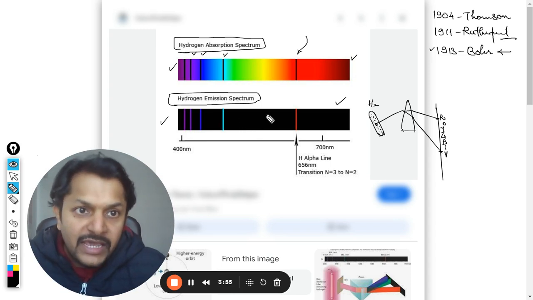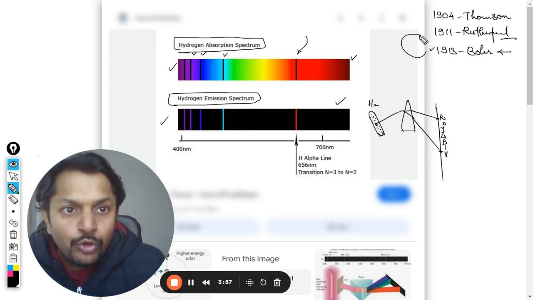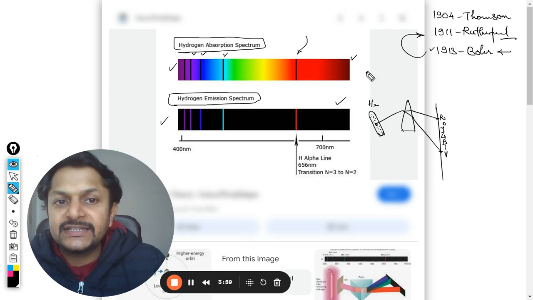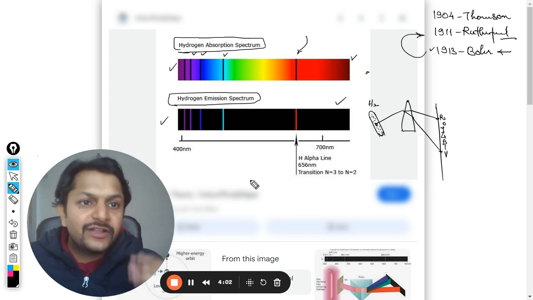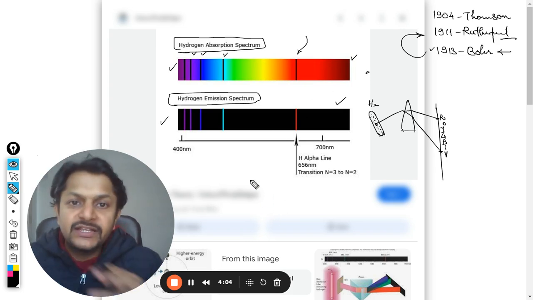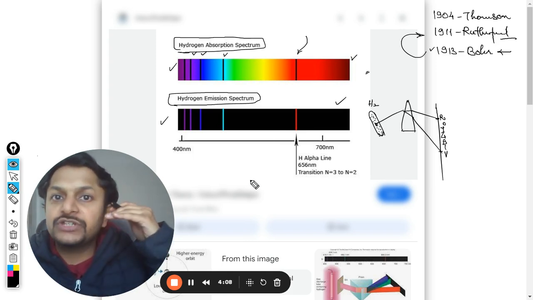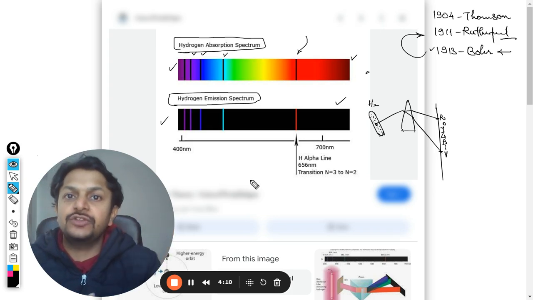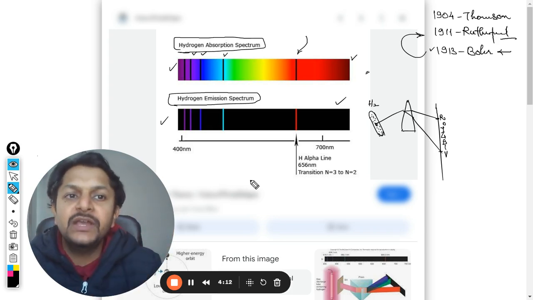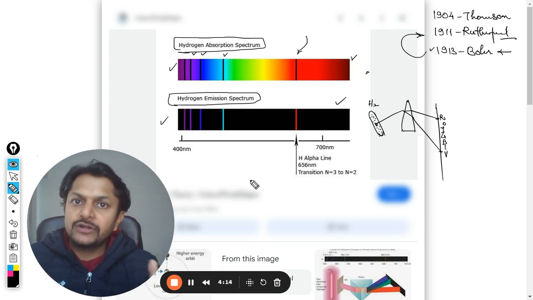Now, the problem came when the same question was posed to Rutherford: why is this happening? And Rutherford was not able to answer it. There is no answer for this. So first of all, Bohr's experiment posed a very considerable challenge to Rutherford's theory, and that is why his theory came under question.